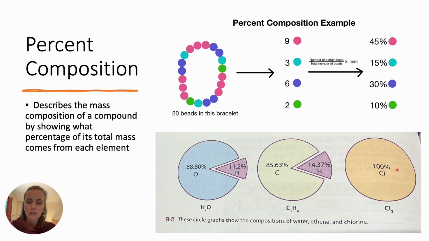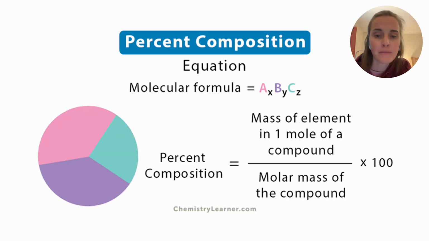And Cl2 is 100% chlorine, because Cl2 is just chlorine bonded to itself, and there's nothing else for it to be bonded to. This is a helpful image of a slide that talks about exactly what we just talked about with percent composition.